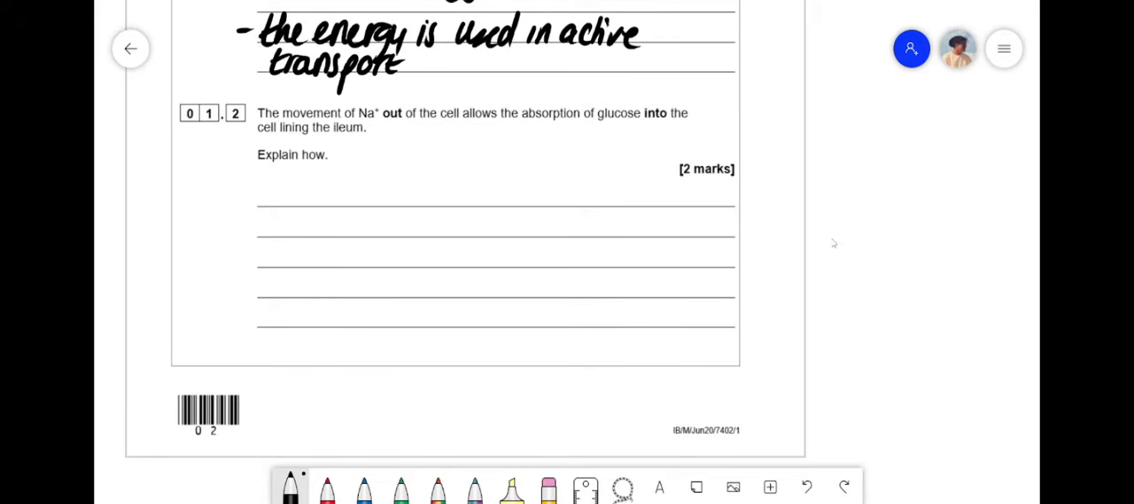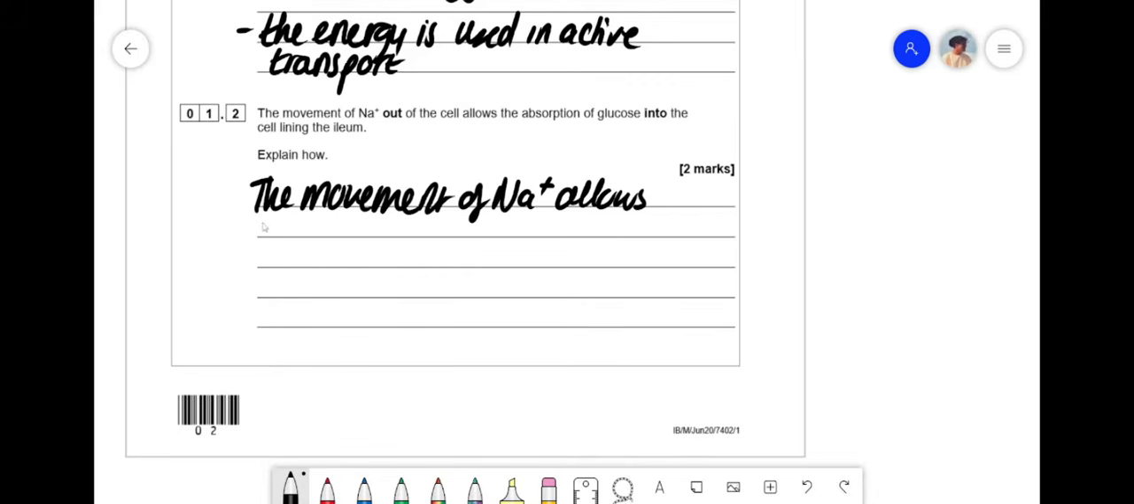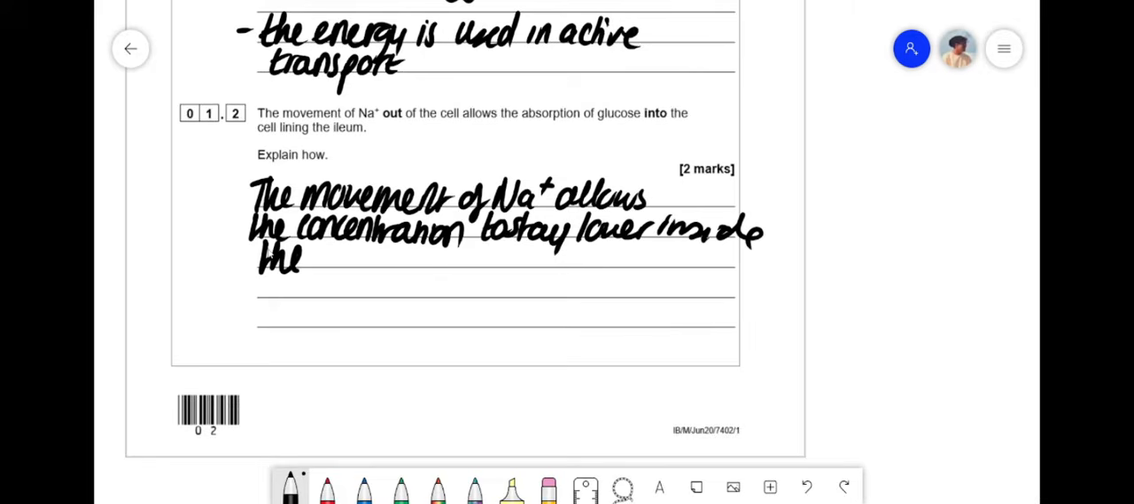So what does it do? So the movement of Na plus, do not write sodium alone, it has to be sodium ions or Na plus, allows the concentration to stay lower inside the cell than the ileum lumen, or you could just say it maintains a concentration gradient. There's also that. Then what?